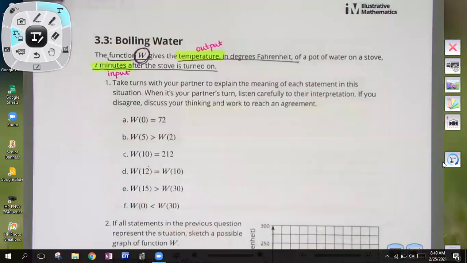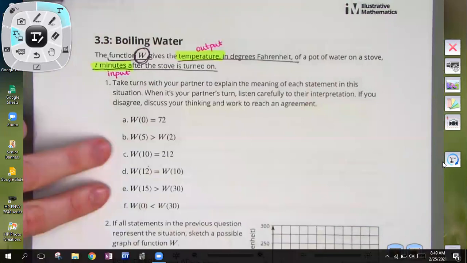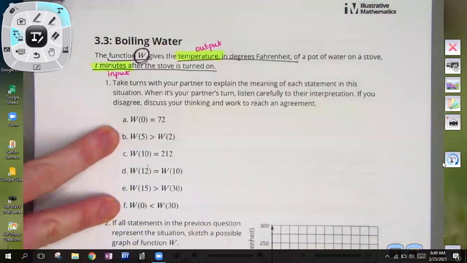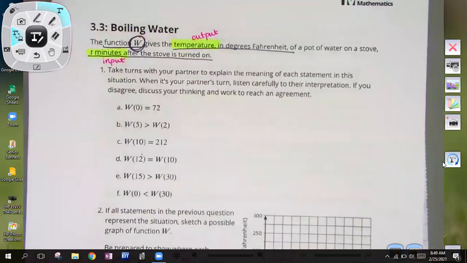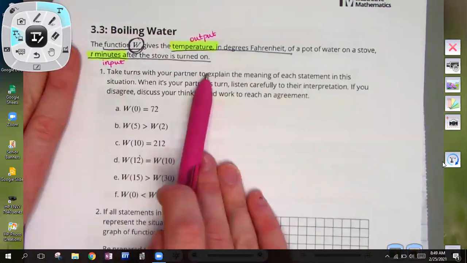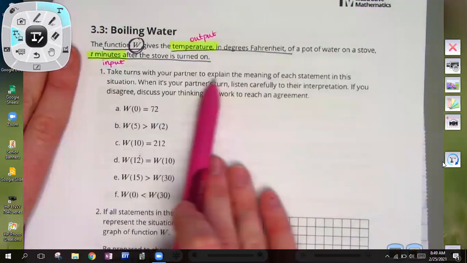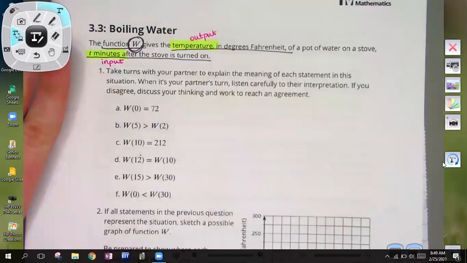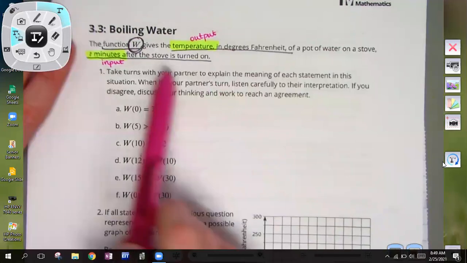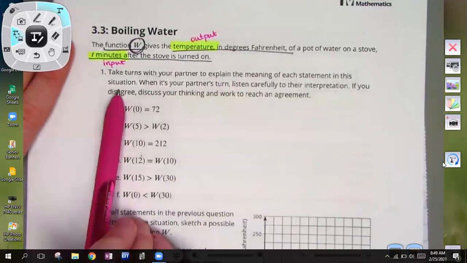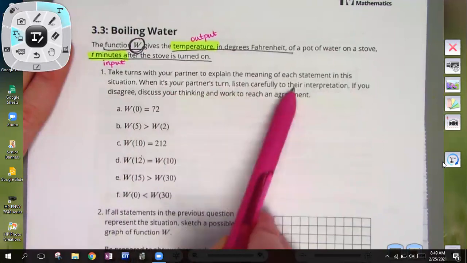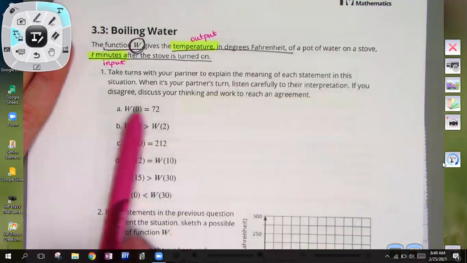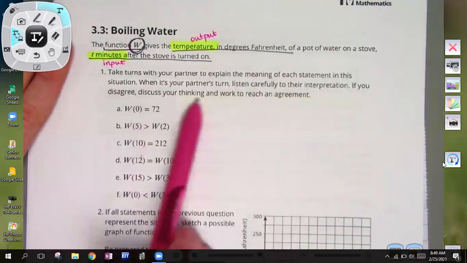Okay, I'm going to do this first one with you, and you are going to do B through F on your own. It says take turns with your partner. Yes, you'll get to talk these out with your partner, and we can all kind of be each other's partner if we need to. Take turns with your partner to explain the meaning of each statement in this situation. When it's your partner's turn, listen carefully to their interpretation. If you disagree, discuss your thinking and work to reach an agreement.